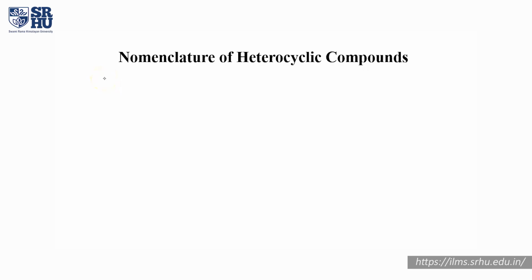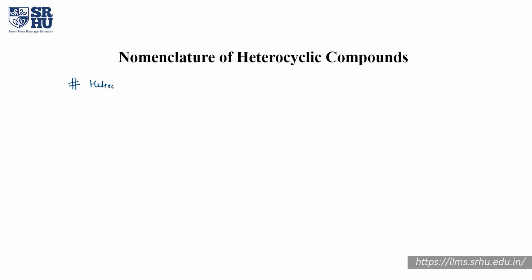Now dear students, we will start our unit number 3, which is nomenclature of heterocyclic compounds. In this unit we will study what heterocyclic compounds are, how many different kinds of heterocyclic compounds there are, and their nomenclature, and we will study a few heterocyclic compounds and their aromatic behavior. Now let us start our topic with the first definition of heterocyclic compounds.